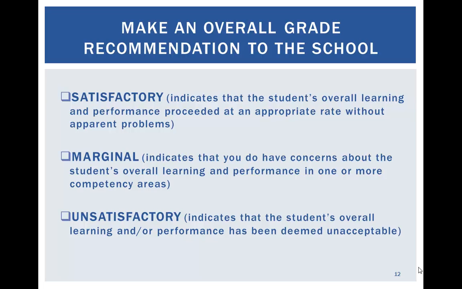At the end of the form, we ask you to make an overall grade recommendation to the School of Social Welfare. Satisfactory indicates that there were no apparent problems with student learning and that all competencies appear to be attained at least minimally. Marginal competence or marginal grade indicates that you do have concerns in at least one competency area and possibly more. And this allows us to understand that there were concerns and to be able to assess those concerns with you. An unsatisfactory recommendation indicates that you have more serious concerns about student learning, performance, or competence, and that you find their performance unacceptable in one or more competency areas.